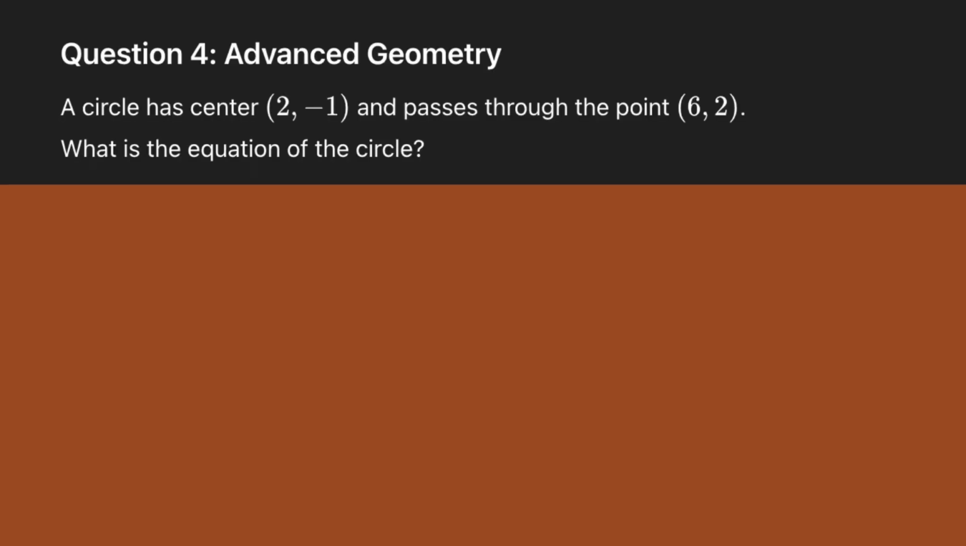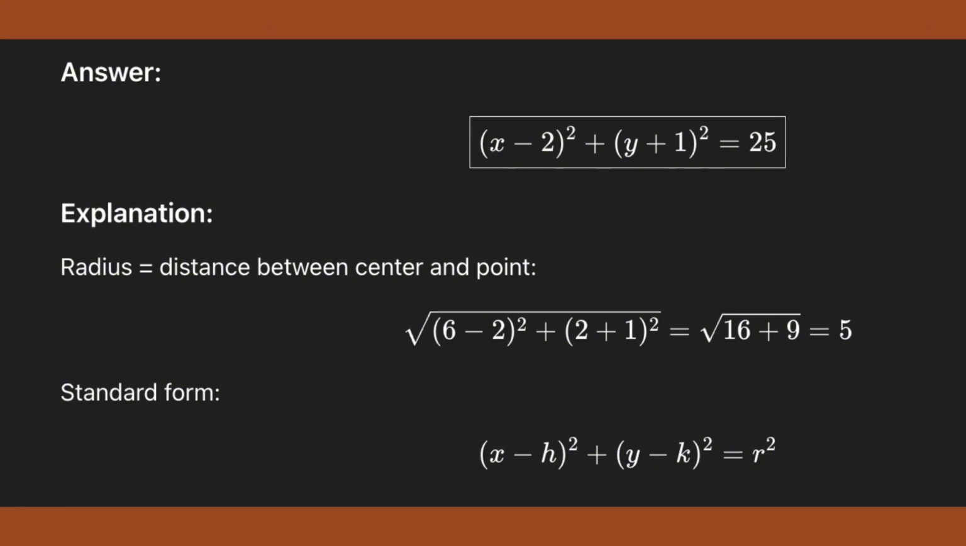Question number 4, advanced geometry. A circle has a center of (2, negative 1) and passes through the point (6, 2). What is the equation of the circle? Take a minute to pause the video and figure out your answer. If you got (x minus 2) squared plus (y plus 1) squared is equal to 25, you are correct.